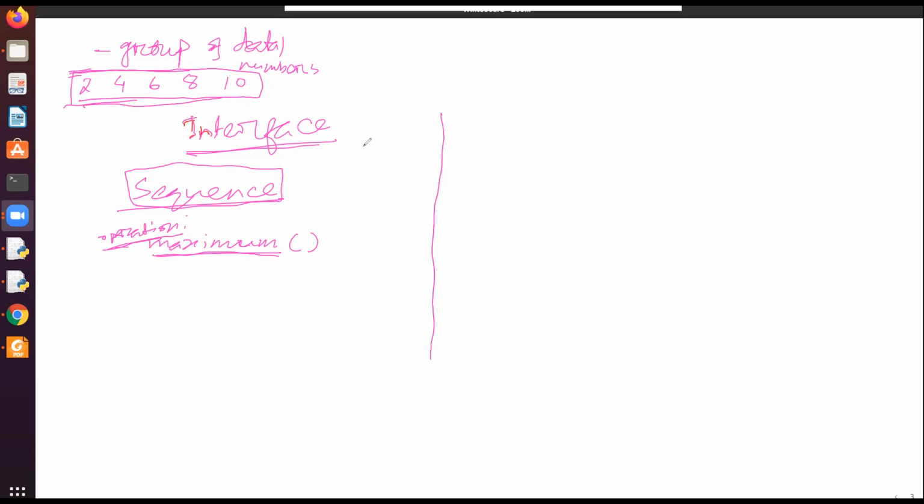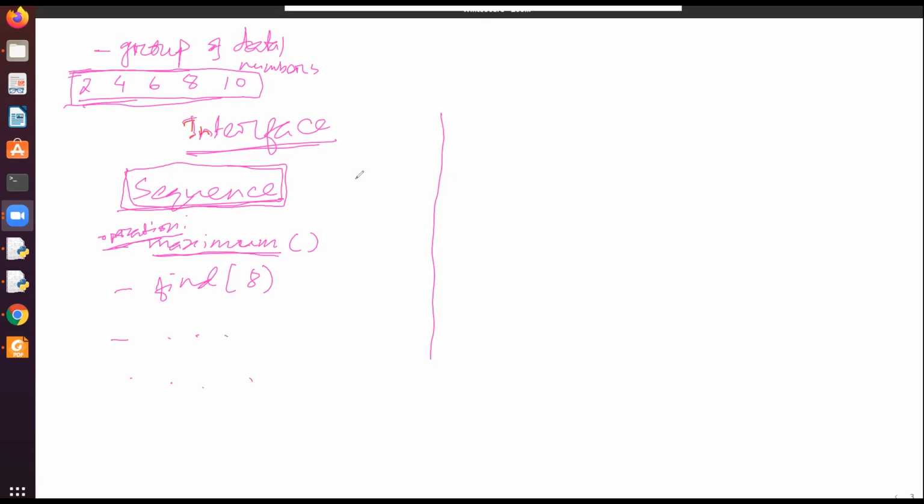Our problem is that we have a group of numbers. We want to store those numbers in a sequential manner, and we want to perform some sort of operation. We might want to perform some other operations. We might want to define an operation to find a particular number, whether the number 8 is there or not. If the number 8 is there, then the value true might be returned. If it is not there, then the value false might be returned. In this way, we might define many operations for this sequence interface.